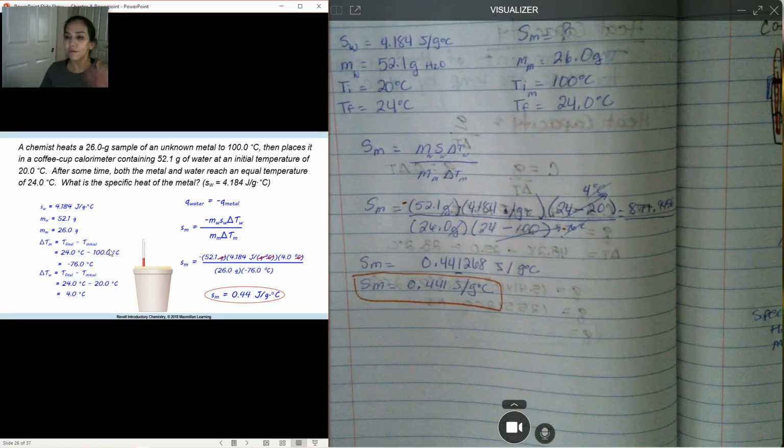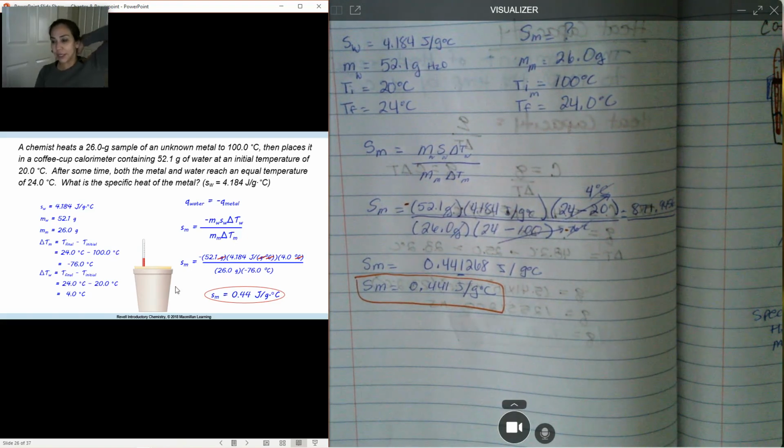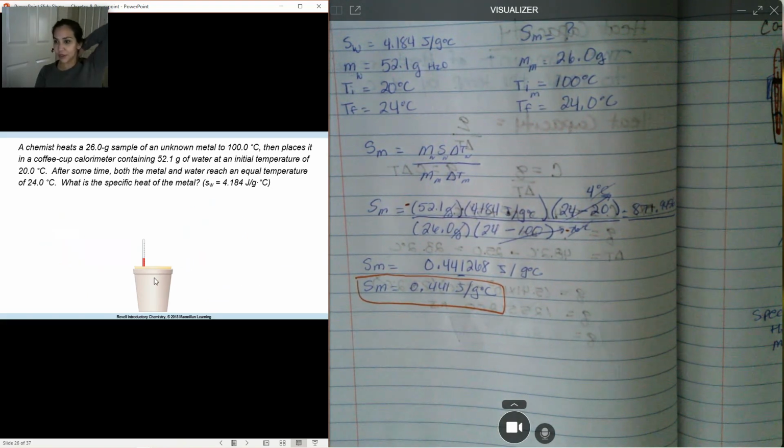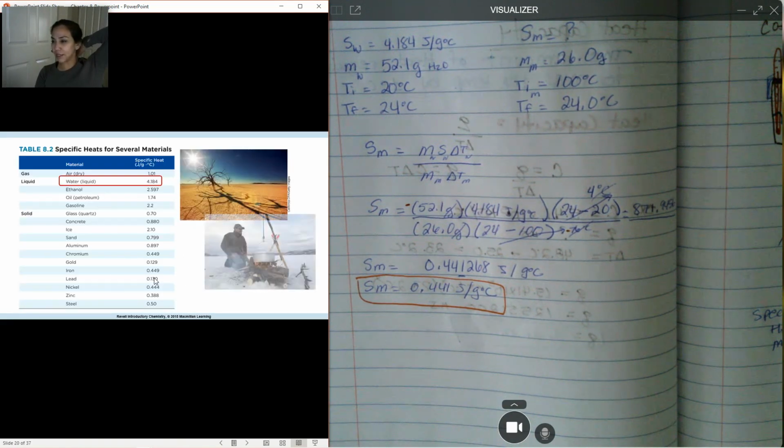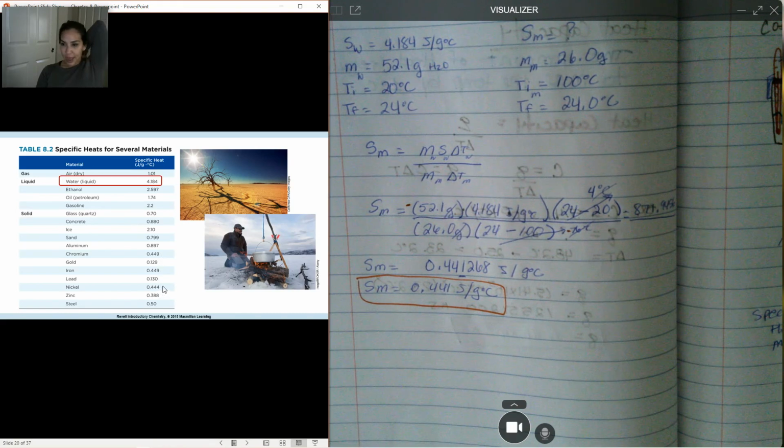Okay. Now you can figure out what your metal is by looking it up, and you can say, okay, let's see what the specific heat of it might be. Maybe it's here. Let's see. 0.44. All right, we have chromium at 0.449, and we have iron at 0.449, and nickel, even smaller, at 0.444. So the closest answer that we can actually get for this one is going to be nickel at 0.444.